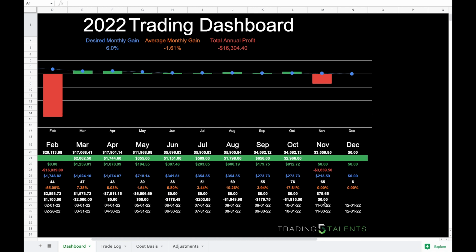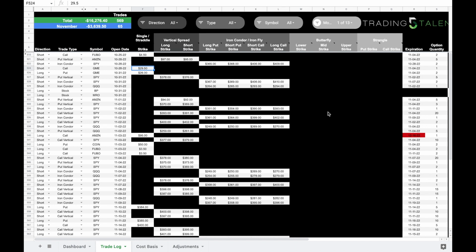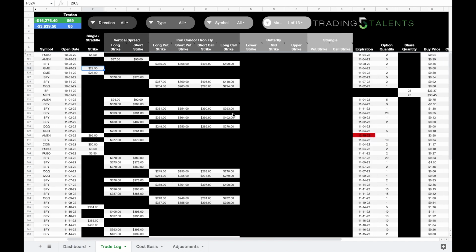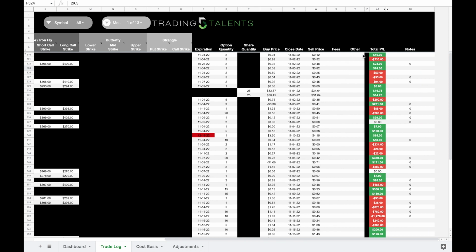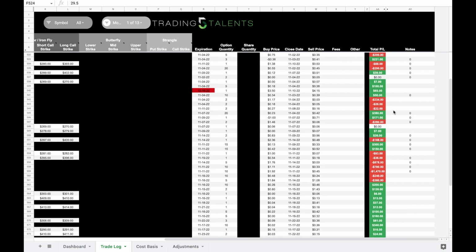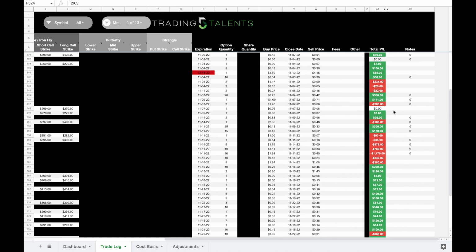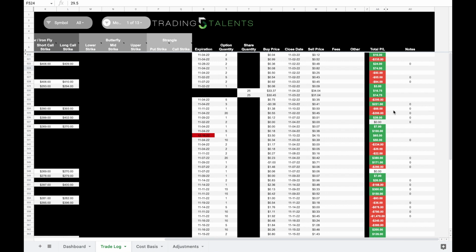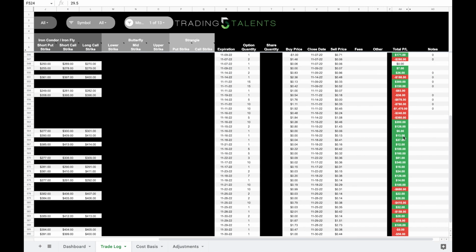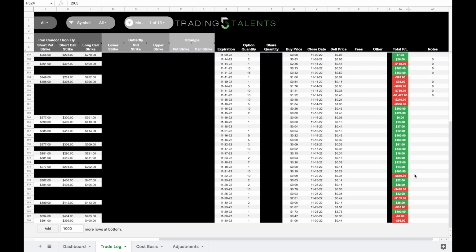So let's take a look at some of these trades. Okay, in the month of November, once again, $3,639.50 loss. 65 trades were made, and if we look over here on the right, you can see, obviously, red is loss, green is gain for each of these trades. Each row represents a trade that I made, and it seems like it was about half and half in terms of losers and winners. I went on a pretty good win streak down here, but my losers were much greater than my winners.